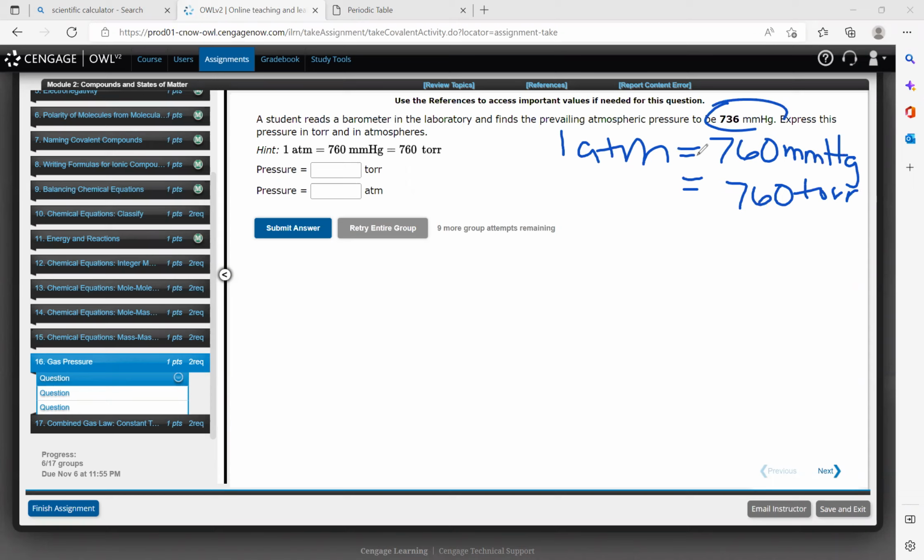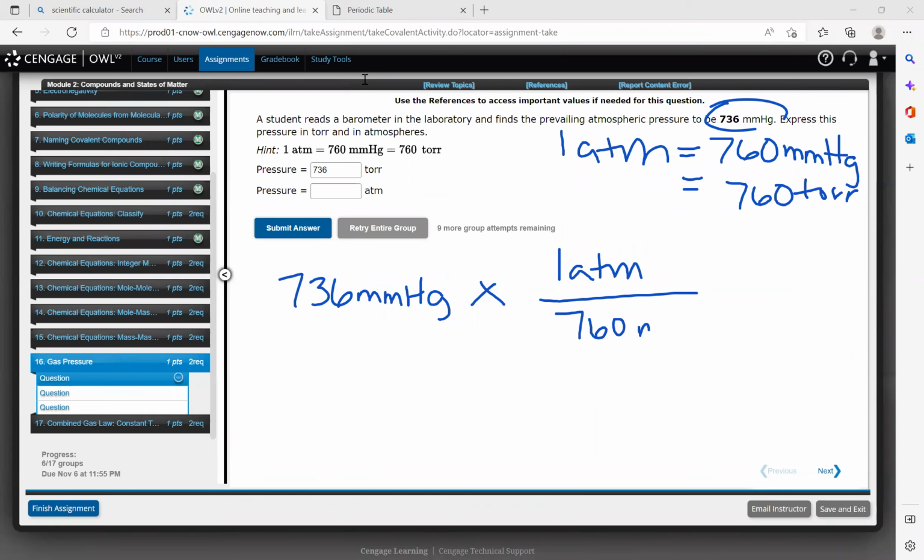So they give us 736 millimeters of mercury, and now we're going to get it into ATM and into torr. First, let's do torr, because for torr, it literally means the exact same thing. So we have 736 torr. But for ATM, what we now know is that for 1 ATM, we have 760 millimeters of mercury. This will cancel out.